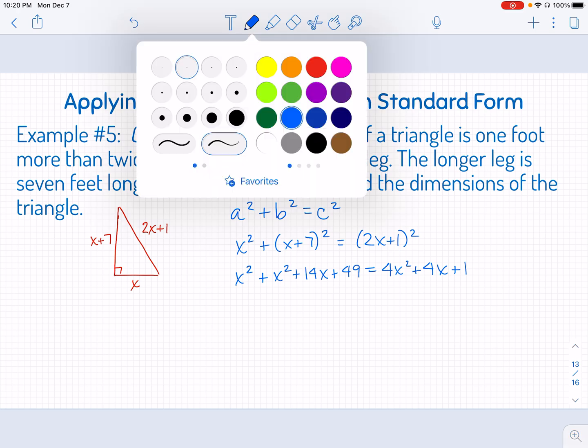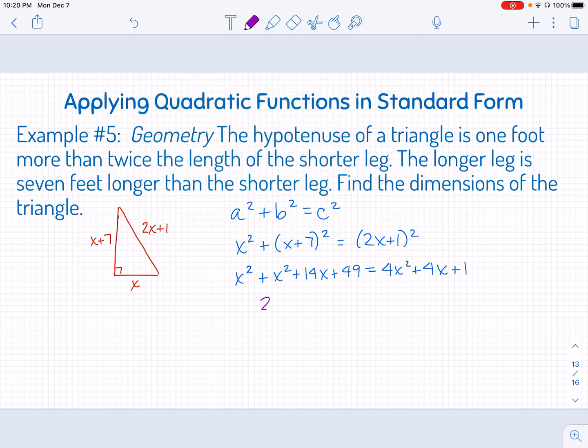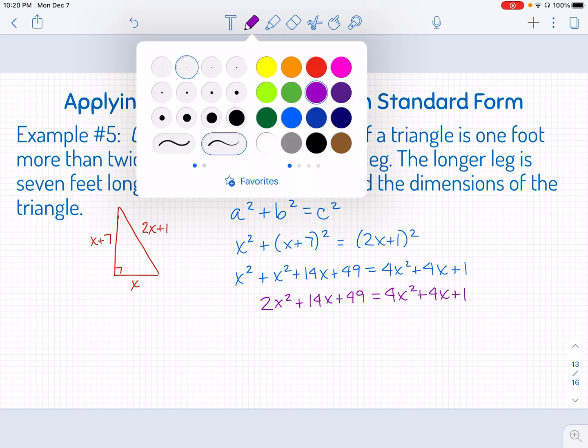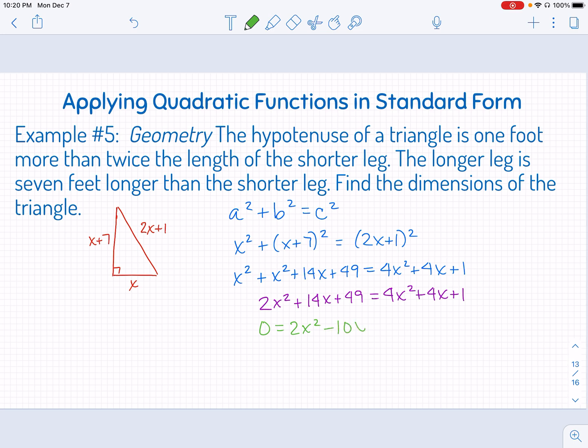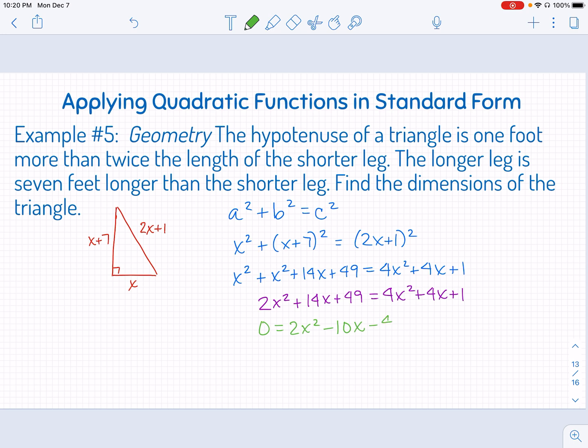Now I'm going to combine like terms. So x squared and x squared is 2x squared, 14x, 49. Now I'm going to move everything to one side. So I'm going to get 0 equals 4x squared minus 2x squared is 2x squared. 4x minus 14x is negative 10x. And 1 minus 49 is negative 48.